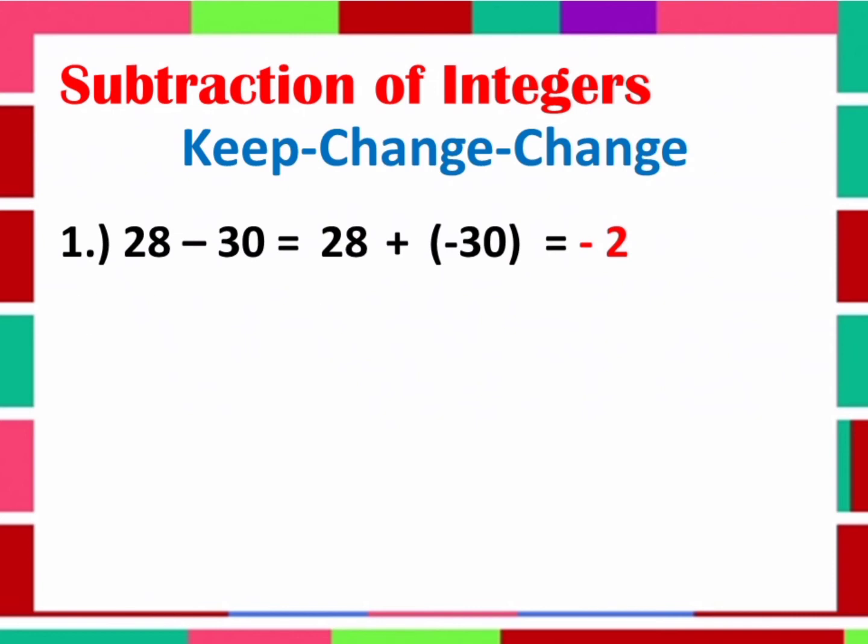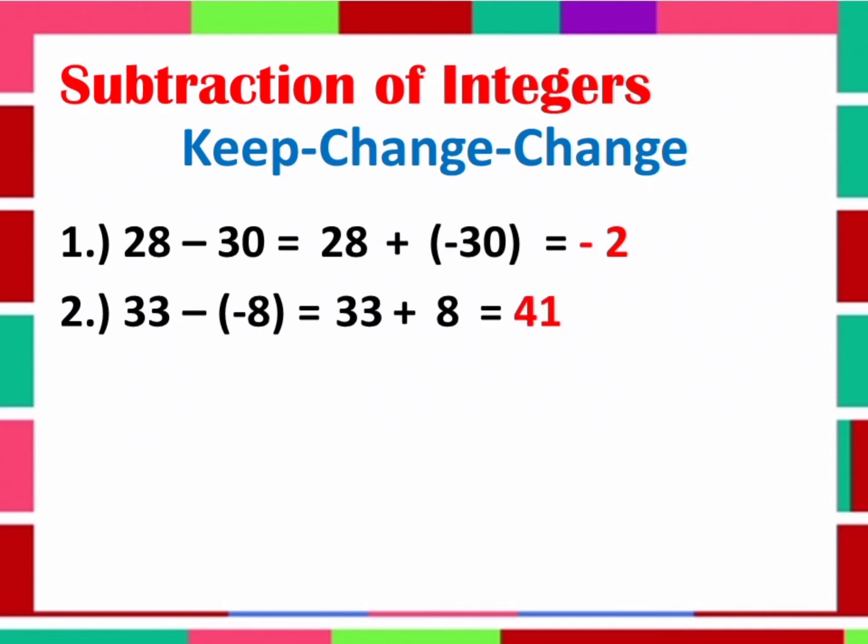Next example, 33 minus negative 8. So, keep 33, change minus to plus, change negative 8 to positive 8. Then now, check if they are like sign or unlike sign. So since they are like sign, we are going to add. 33 plus 8 is equal to 41. Easy, right?